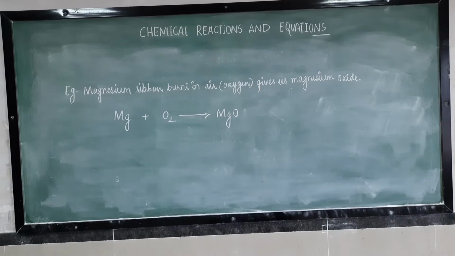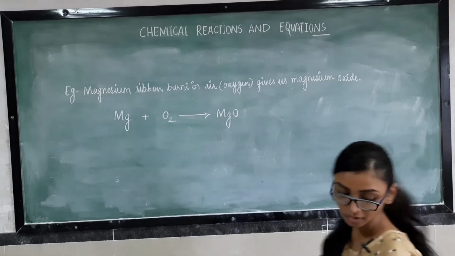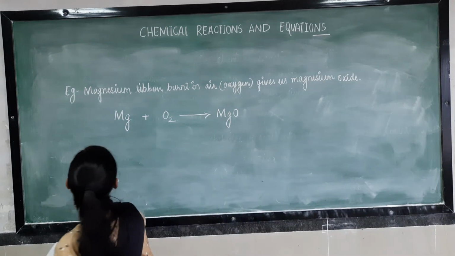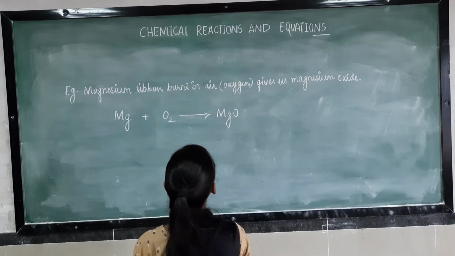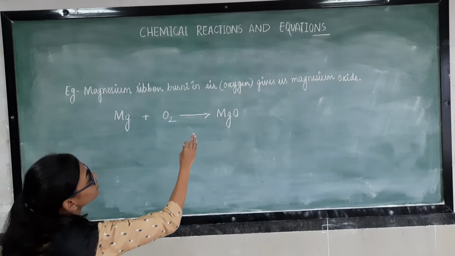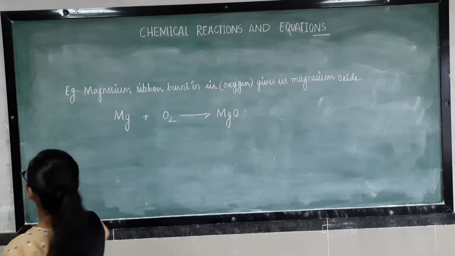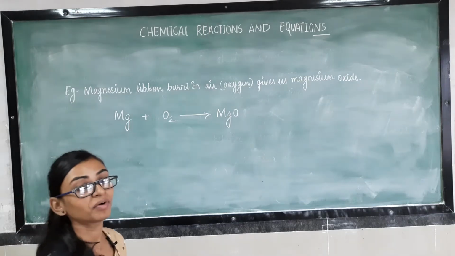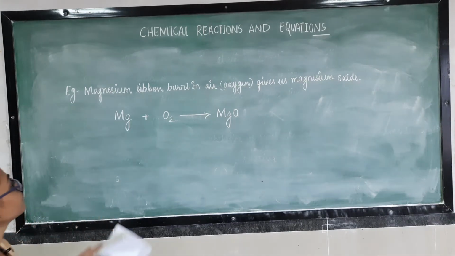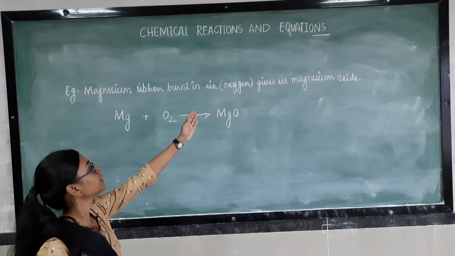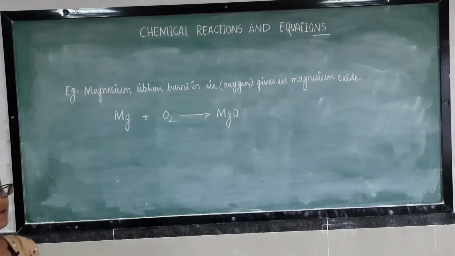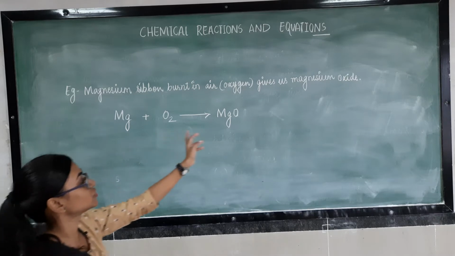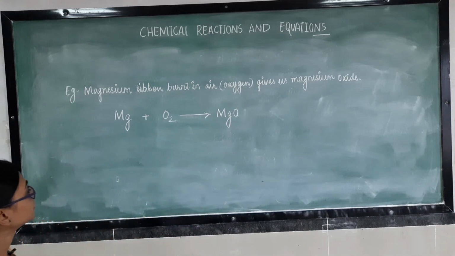Now we will see one example of a chemical equation and reaction. We have seen this example before, that is magnesium ribbon is burned in air which gives us magnesium oxide. We know here that the gas which is responsible for burning is oxygen. So when we say air, it simply means that oxygen is helping in burning. So magnesium ribbon, when it is burned in the presence of oxygen, gives us magnesium oxide.